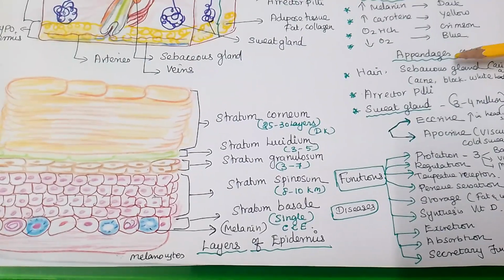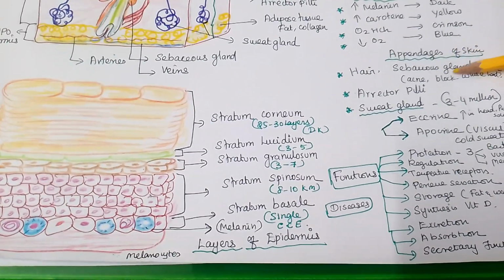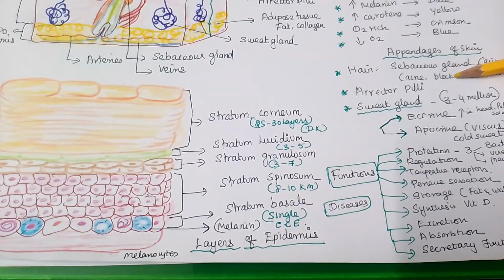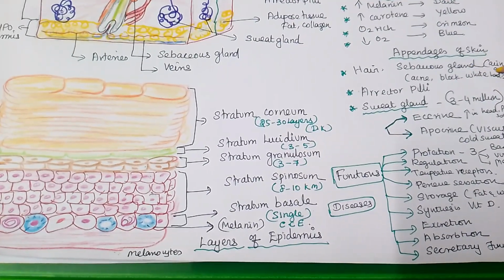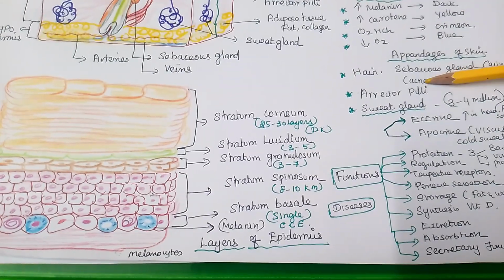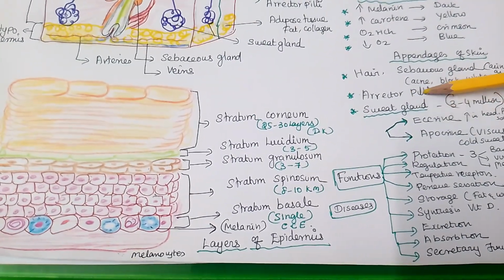Okay, and you can write the sebaceous gland. Sometimes during puberty the sebaceous gland is blocked and a whitehead will form. Inflammation of the sebaceous gland is called acne. And you can write a few small points about the arrector pili.